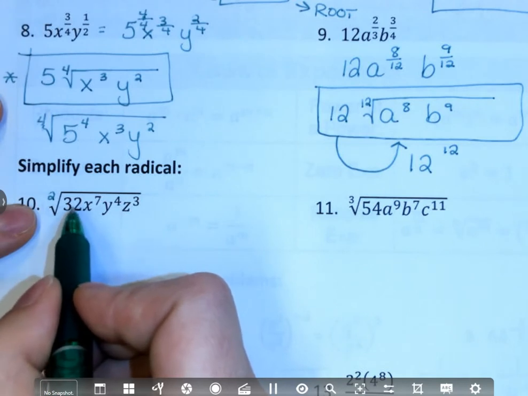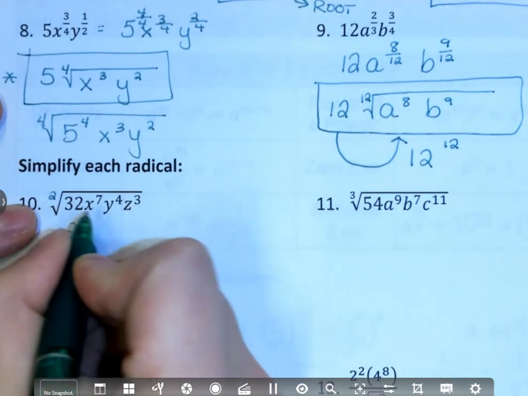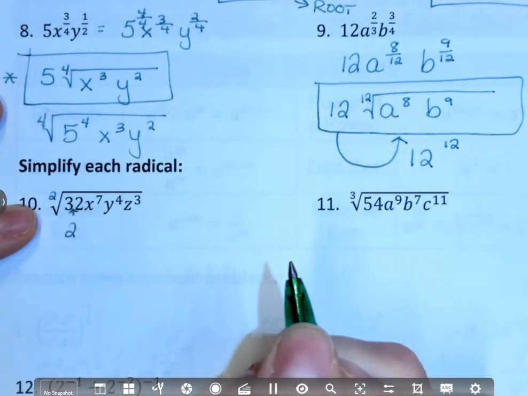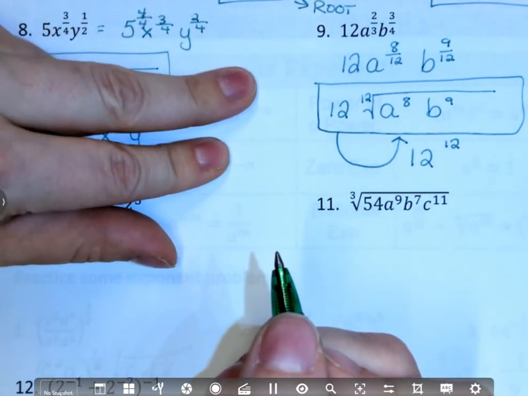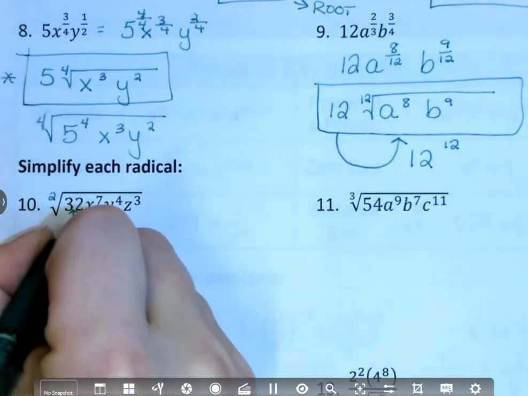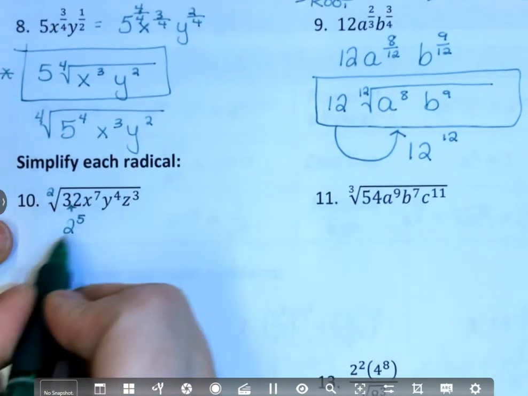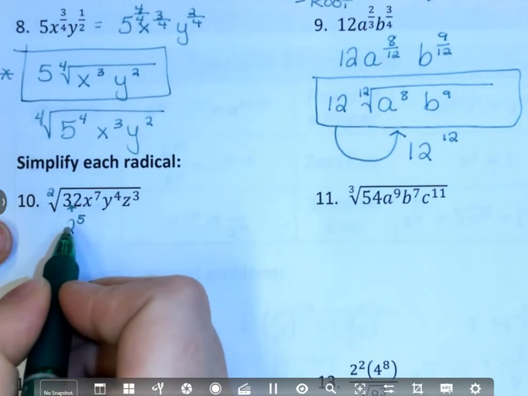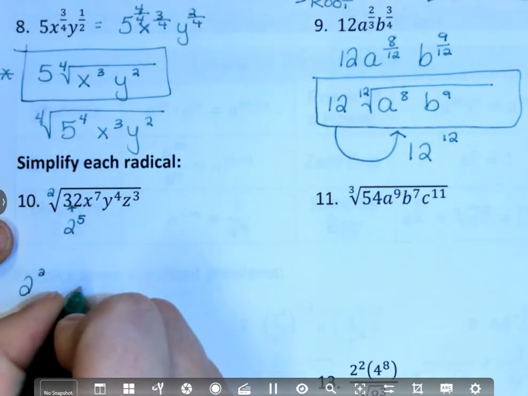Do you get that that's not quite a nice problem? Because 32 is 2 to what power? 2 times 2 is 4, 8, 16, 32. That's 2 to the 5th. How many times does 2 go into 5? Twice. With how many left over?